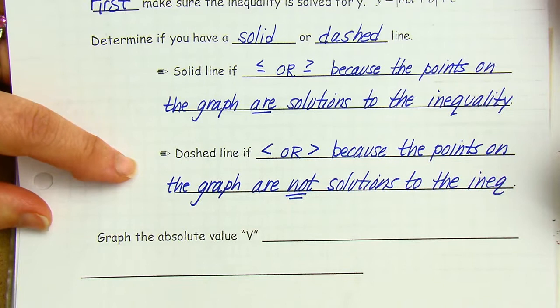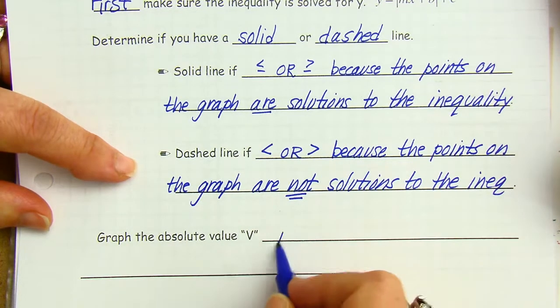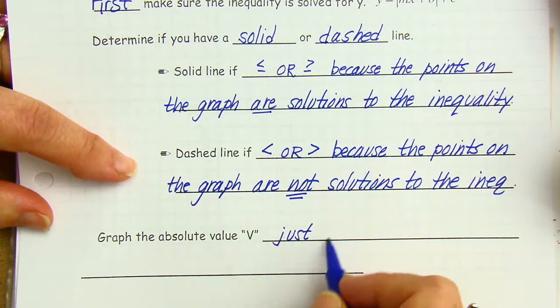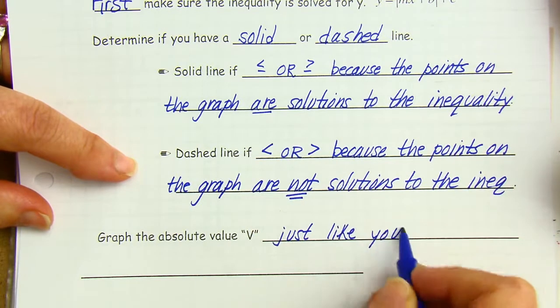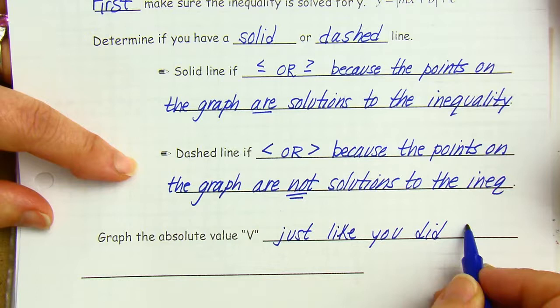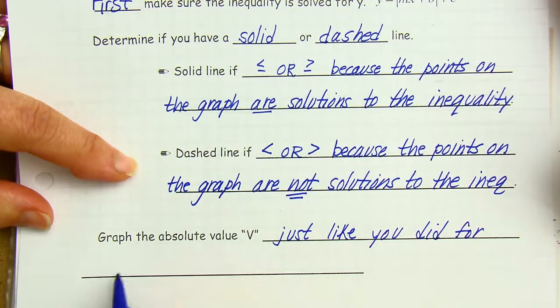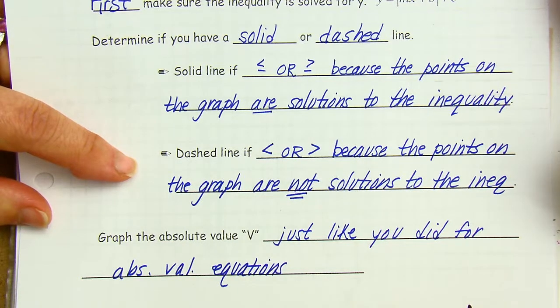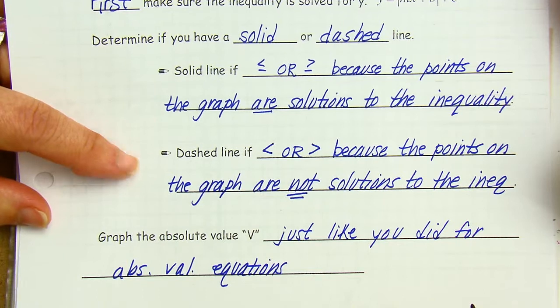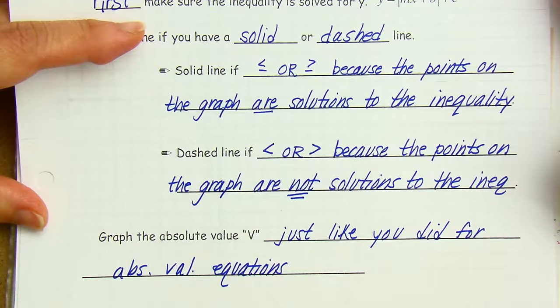We're going to graph the absolute value V-shaped graph just like you did for absolute value equations. But this time our V-shaped graph is going to be our boundary graph. It's actually two lines. We talked already that it's a piecewise function.